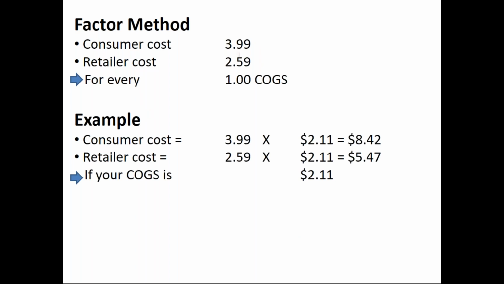So, okay, we already did this. As an example, let's say you work it out and the cost of your product is $2.11. So you would take the factor 2.59 times $2.11. That means you're going to sell it to the retailer for $5.47. The retailer is going to turn around and sell it to their customers for $8.42.